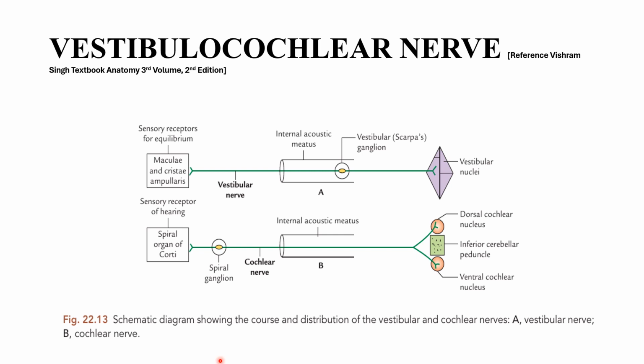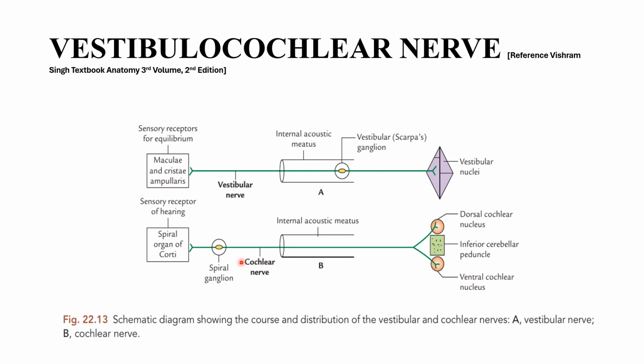So, let's begin from this flow chart. The vestibulocochlear nerve is also called the eighth cranial nerve, and it consists of two different parts. The first part is the vestibular nerve, and the second part is the cochlear nerve. The vestibular nerve is responsible for carrying the information regarding the equilibrium of the body, and the cochlear nerve is responsible for carrying the information regarding hearing.